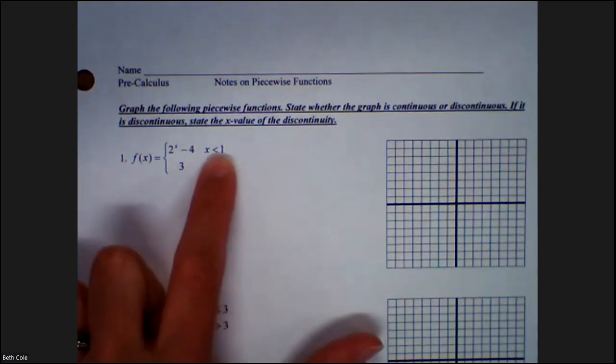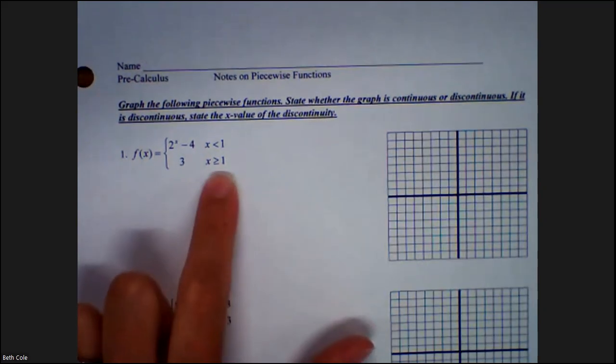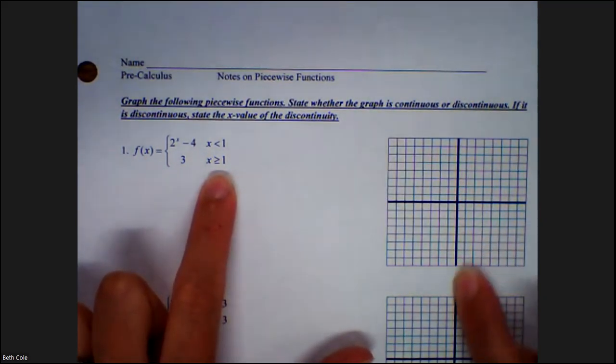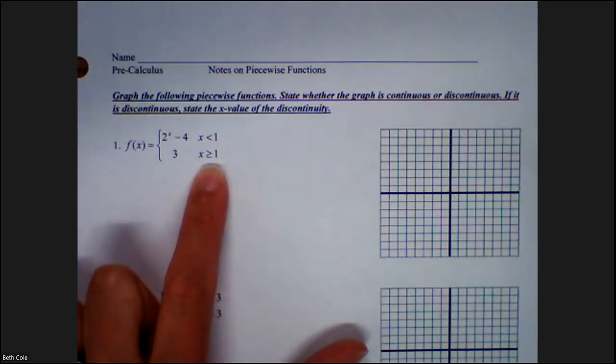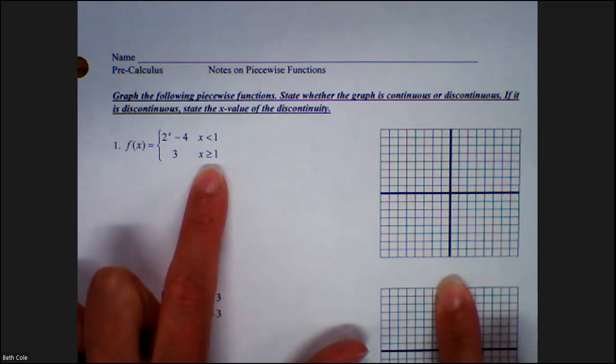But where is the cut happening for this one? If we were to actually make a flip book and then cut it, where would we cut? At x equals what? 1. So you have to imagine a cut happening right. Don't actually cut your paper. We're not going to do that now. But you have to imagine a cut happening right at 1.